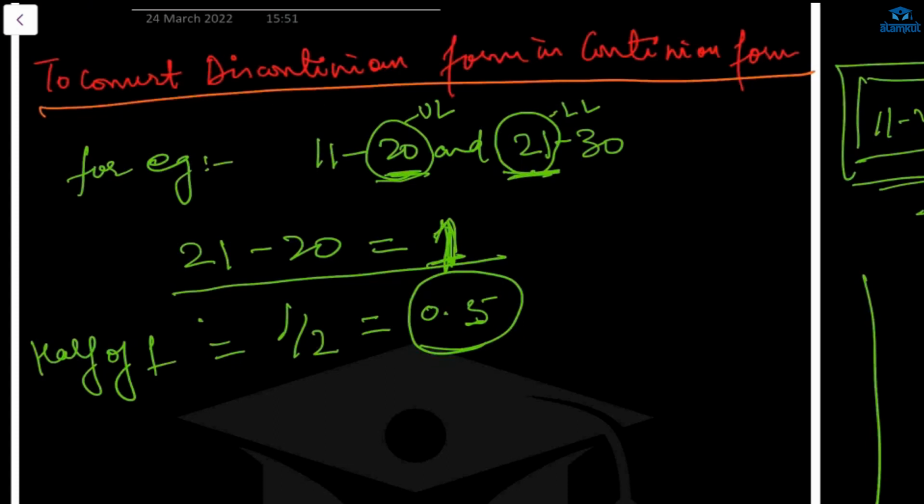Like you have got 11 to 20. Now the next value is 21 to 30. It is not starting from 20. So how do we make this continuous? First we take out the gap between these two.